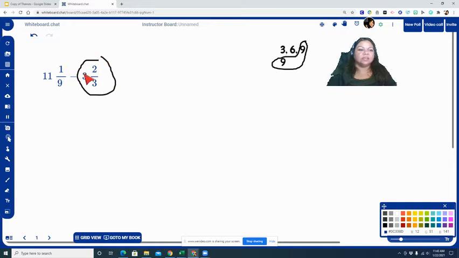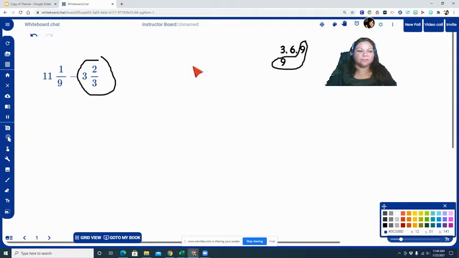Okay, so now I need to find the equivalent fraction of 3 and 2/3. If my denominator was not 9 but a different number, then I would have to find the equivalent fraction of both. But in this example, we only have to find the equivalent fraction of 3 and 2/3 because it does not have 9 as the denominator.